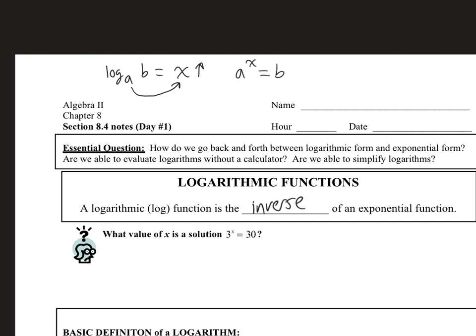So basically, instead of a to what number equals b, it's saying, log base a of b asks what number to the x power equals b. What number to the x power equals what this b is right here? And that's kind of what it's saying.